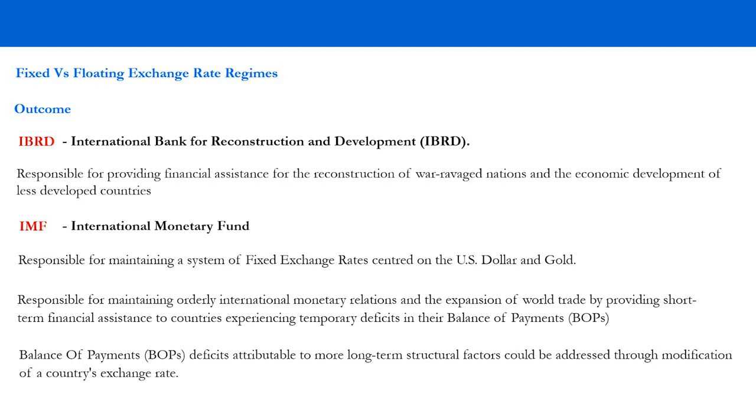So what do we mean by deficits in balance of payments? Well, if you're a country that imports more than you export, then you're sending more foreign currency abroad than you're receiving into your country, and you end up with a deficit in your payments balance. So the idea was that if countries saw large shortfalls in payments, so deficits, the IMF could step in if they wanted to.